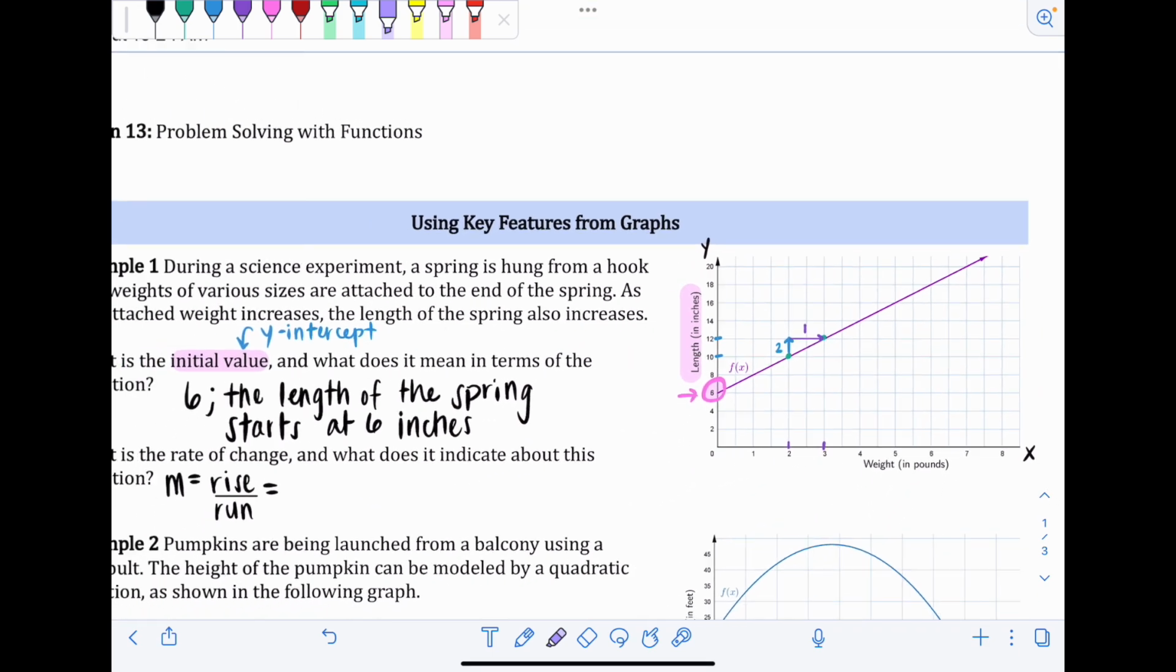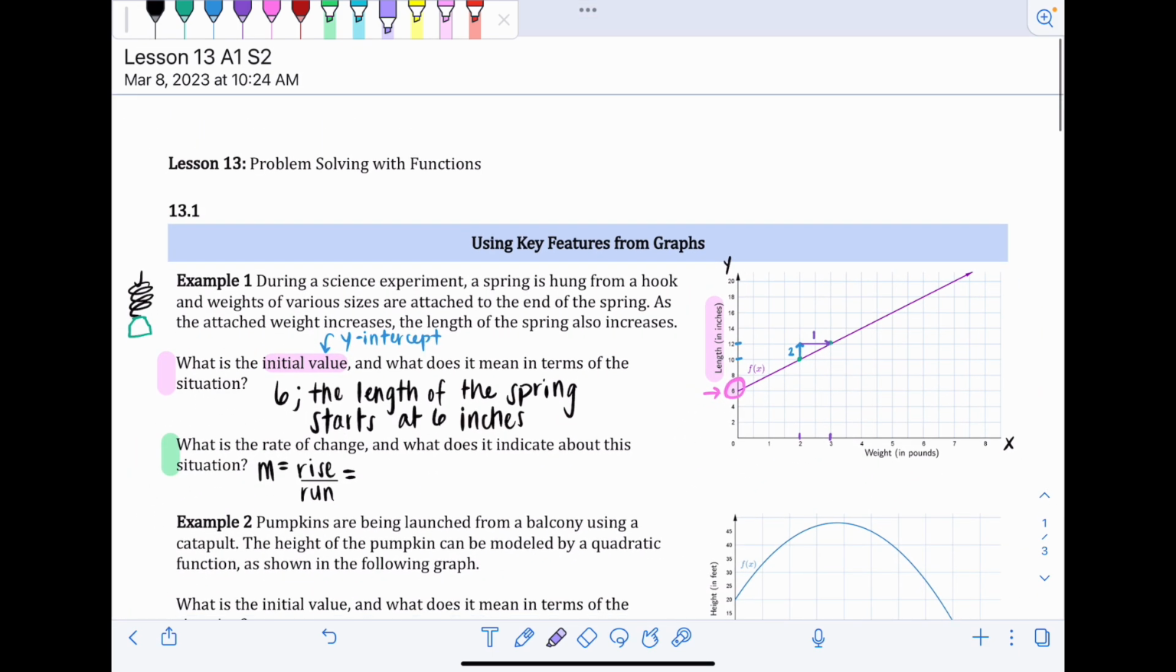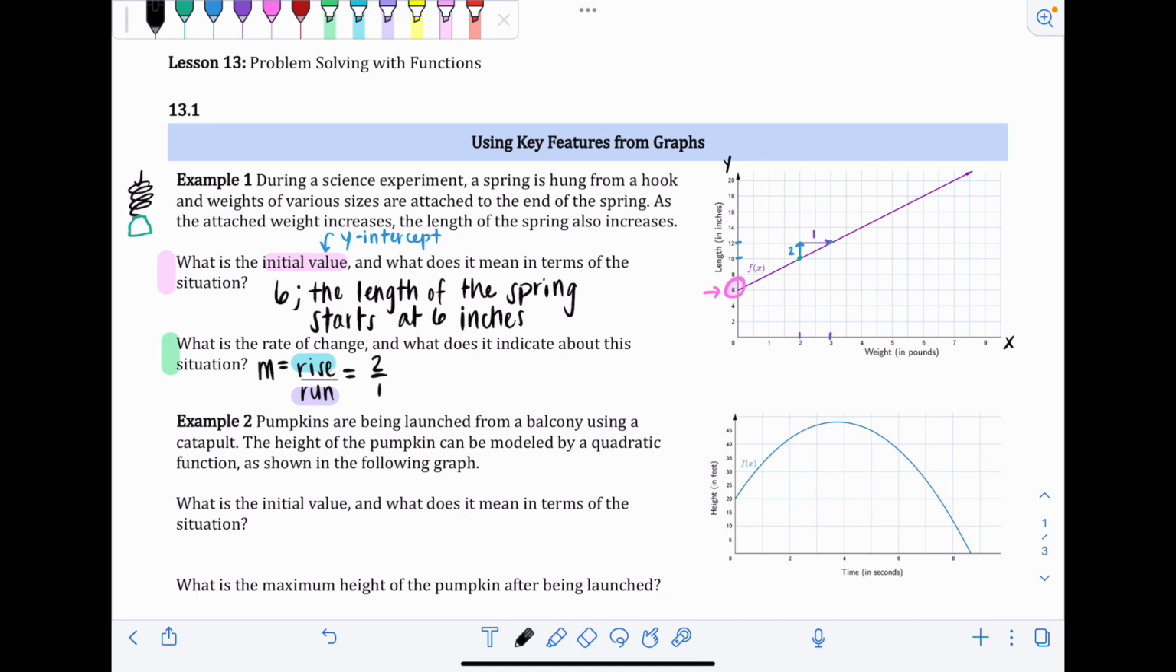So going back to rise over run, rise means how far up or down are you going? So we went up 2, and then the run means how far left or right, so we went to the right 1. So the rise over run would be 2 over 1, or that just simplifies to 2. And 2 over 1 does simplify down to just 2, but sometimes leaving it as a fraction really does help make more sense in context.